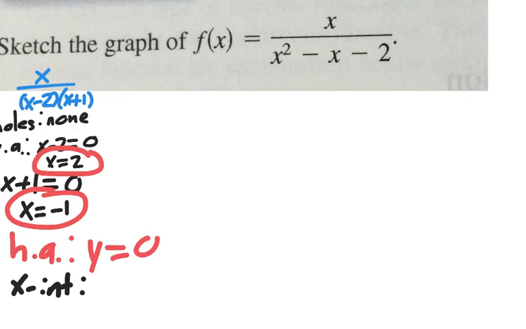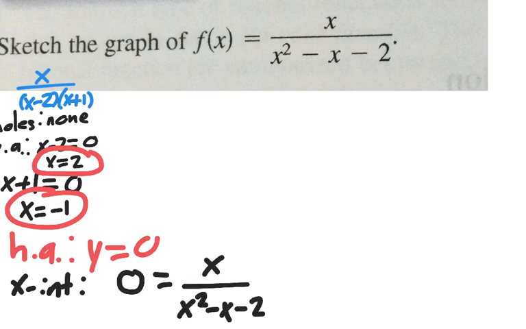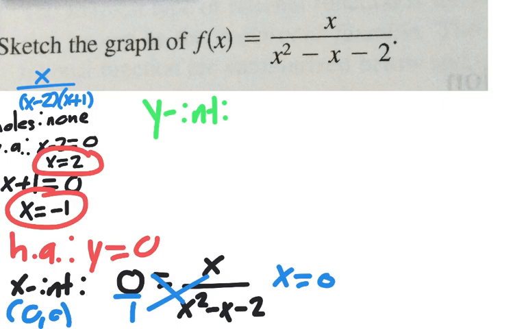x-intercepts happen when the y value is 0. So plug in 0 for y equals x over x squared minus x minus 2. I put this over 1, cross multiply. That tells me x equals 0 is an x-intercept. Well, if 0 is my x-intercept, then I also know my y-intercept must also be 0. But if you didn't know that, you can still plug in, right? If I plug in 0 for x, 0 over negative 2 is 0. So the y-intercept is also at 0.